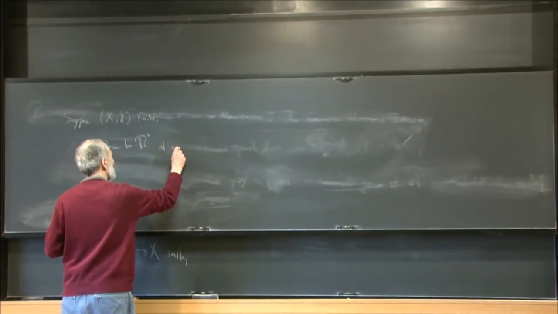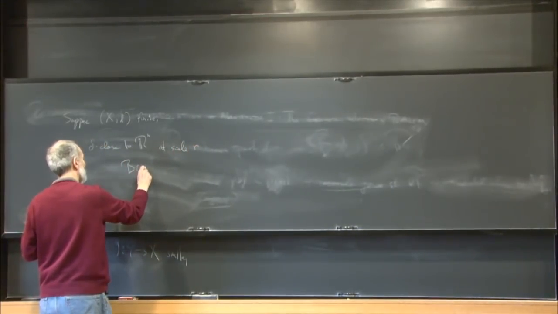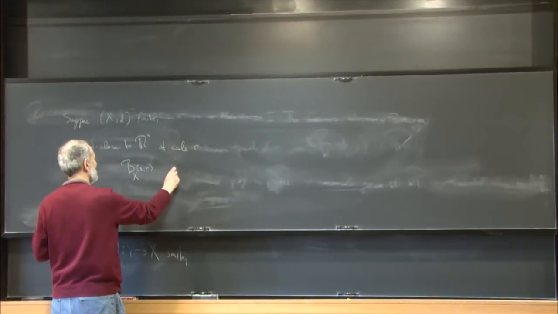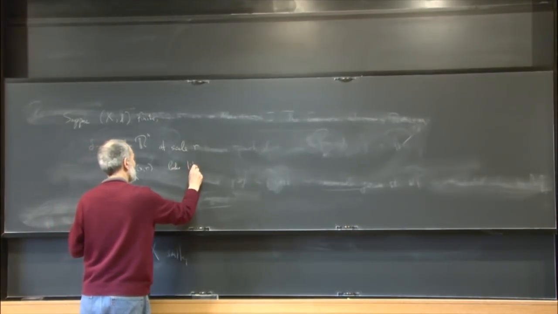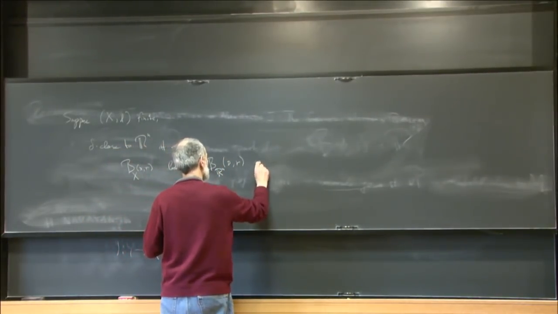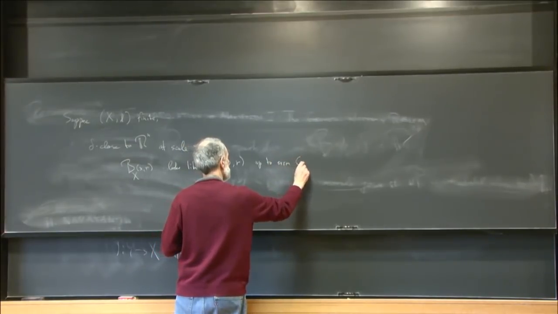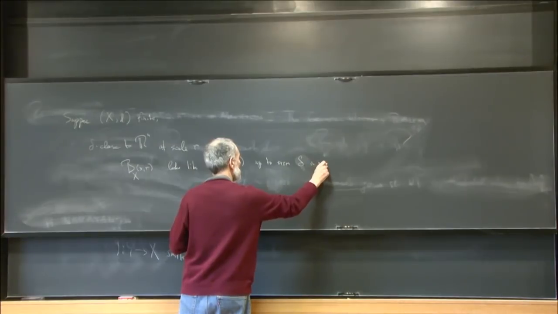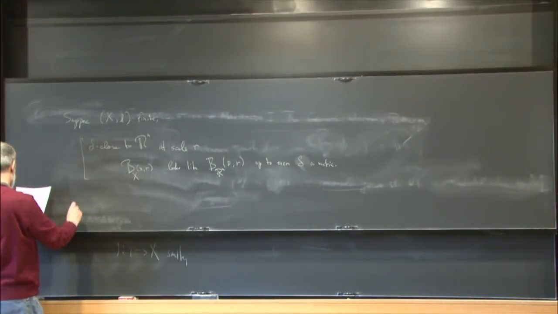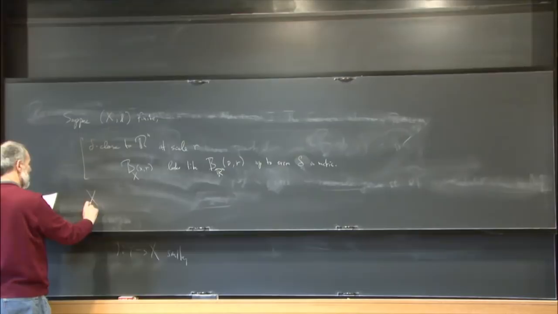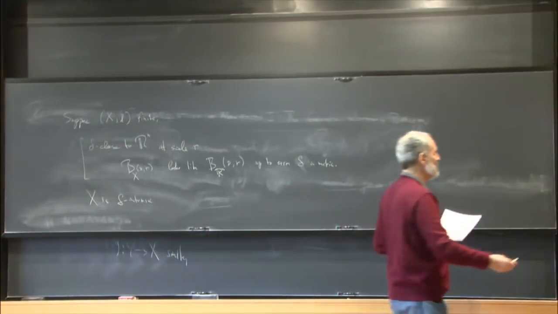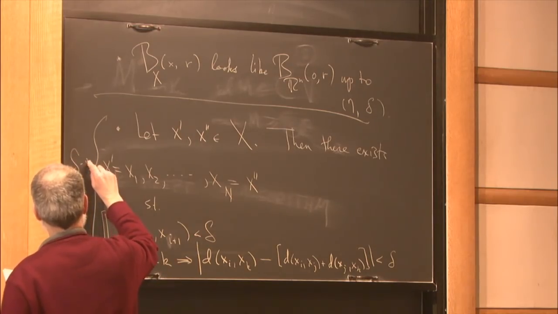At scale r. In other words, any ball of radius r looks like a ball in R^n up to error delta in the metric. There's not even an eta, just delta. That, and we assume that X is delta-intrinsic, which means this condition. This is called delta-intrinsic.